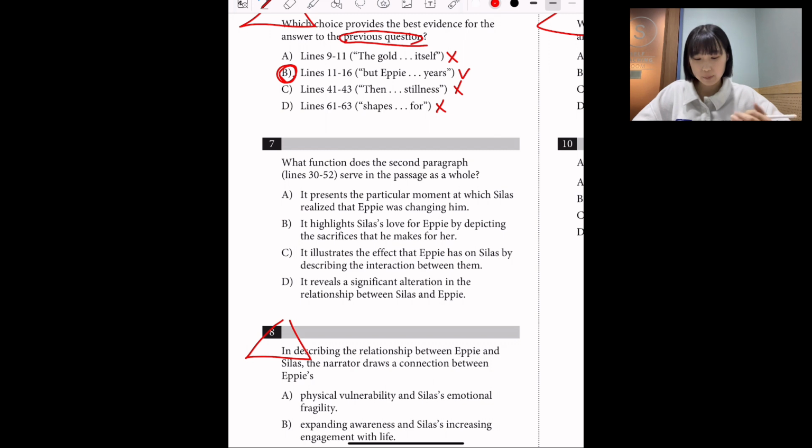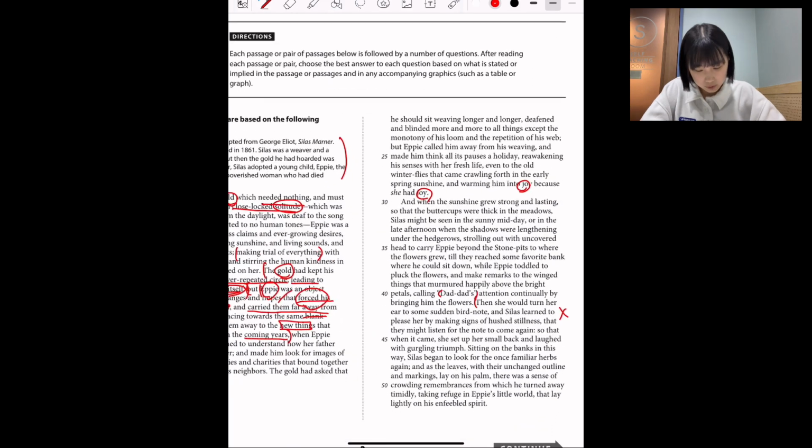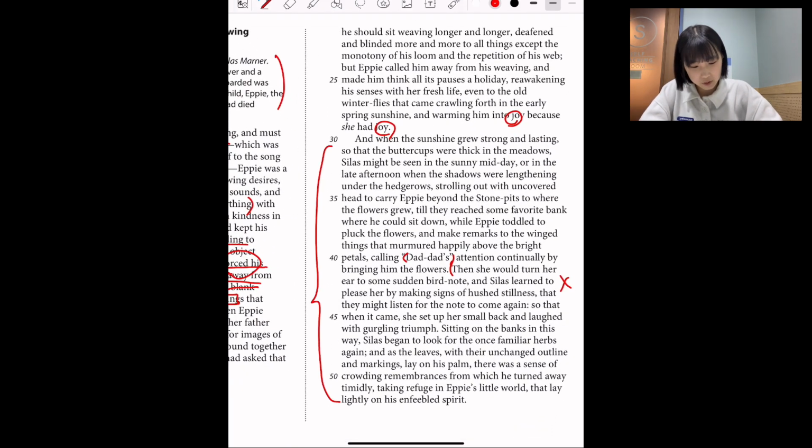What function does the second paragraph, lines 30 to 52, serve in the passage as a whole? We're not going to read the whole answers. You can do that in your own time. But we're going to look at the second paragraph, 30 to 52. This is a long paragraph, so we're not going to read all of it.